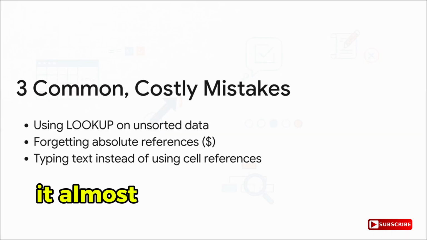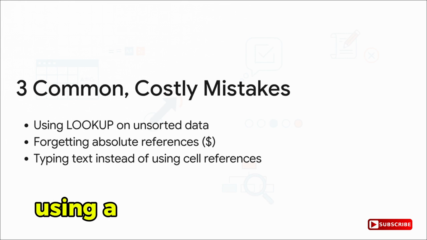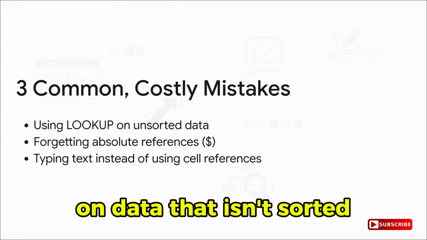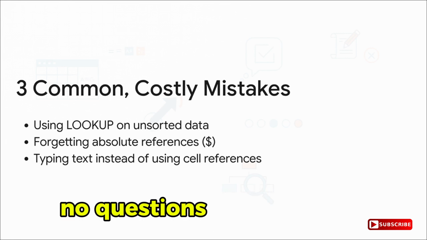Well, it almost always boils down to these three costly mistakes. First up, using a regular lookup function on data that isn't sorted. That's a classic mistake, and it's an instant 0 for that function, no questions asked.